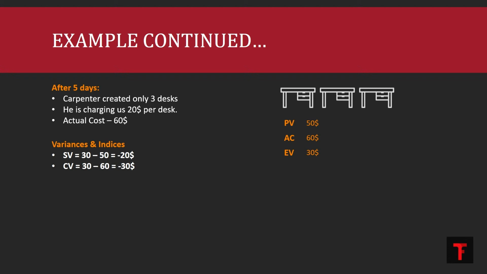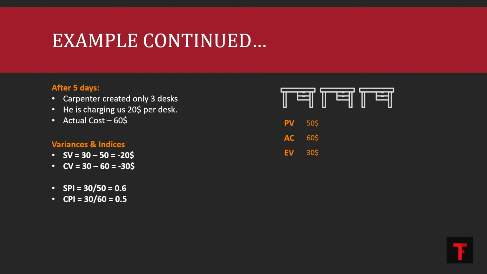Now let's go for the indices. The schedule performance index would be EV by PV, which is 30 by 50, which gives us 0.6. And CPI will be 30 divided by 60, which will be 0.5. Now, in this situation, again, I can say that our project is behind schedule and has a cost overrun as well.